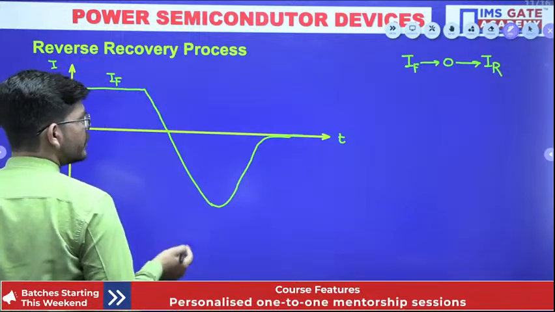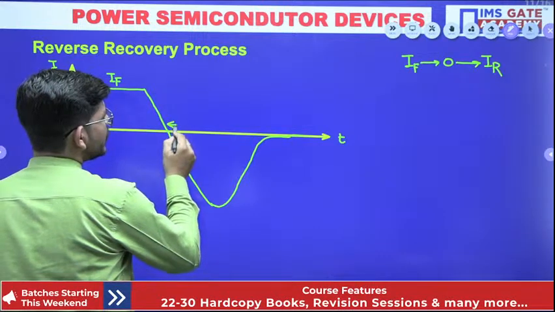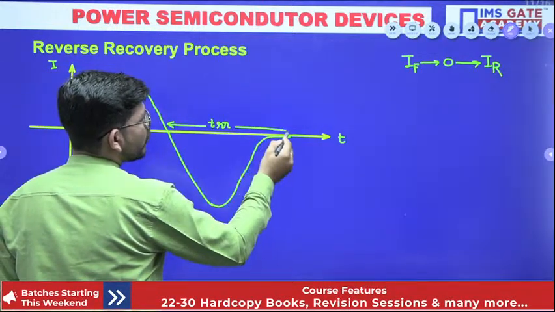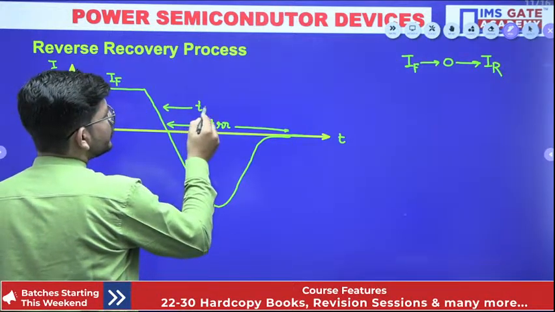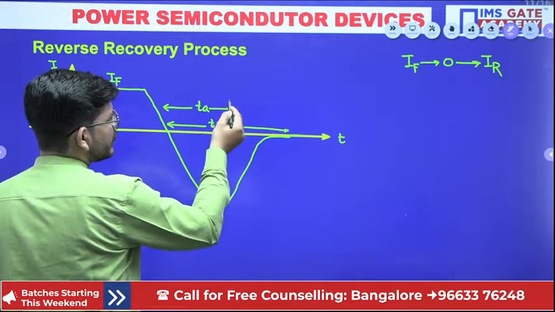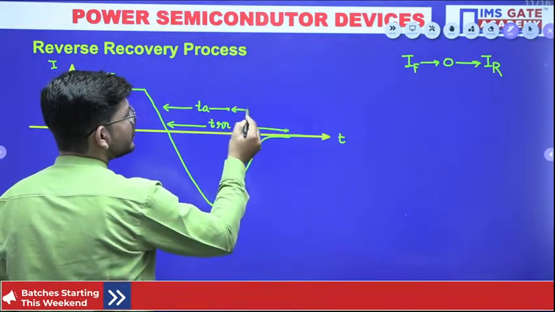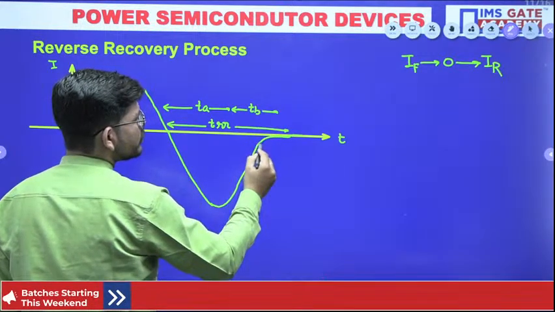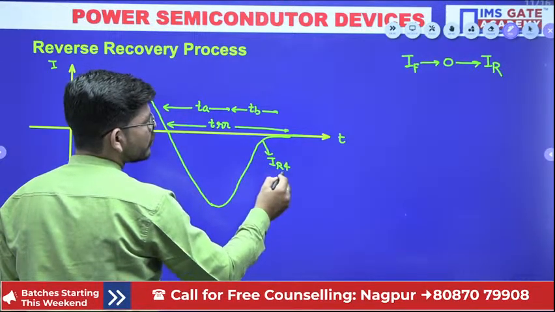So this is what is called the IRM current, and the total time which it has taken to become 0 is called the TRR, where we have TRR divided into two times. First is the TA, in which the current is reaching its peak, and then we have another time TB, in which the current reaches almost 1/4 of its value.